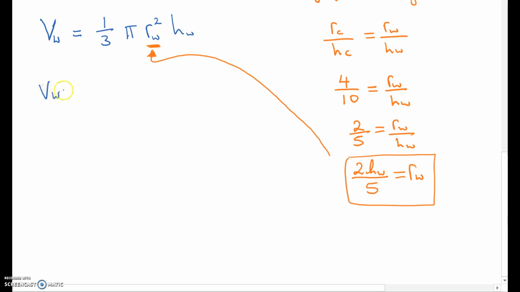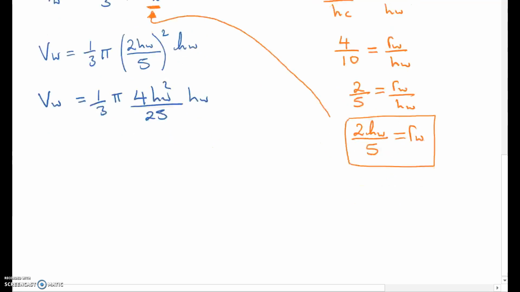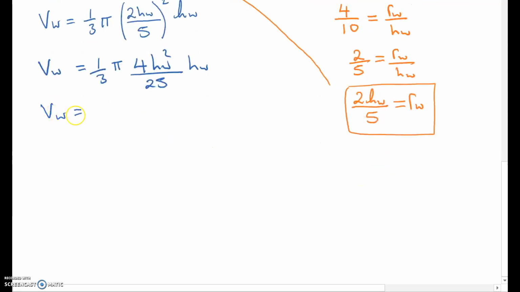We now have VW is equal to 1/3 pi, instead of RW we have 2HW over 5, and all of that is squared, times HW. Okay, simplify that. VW is equal to 1/3 pi times 4HW squared over 25, times HW. And continue simplifying it. We get VW is equal to 4 pi over 75 HW cubed.